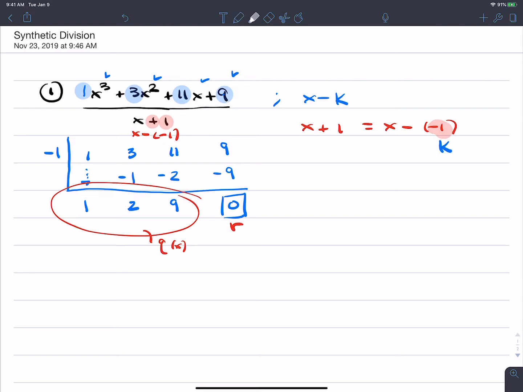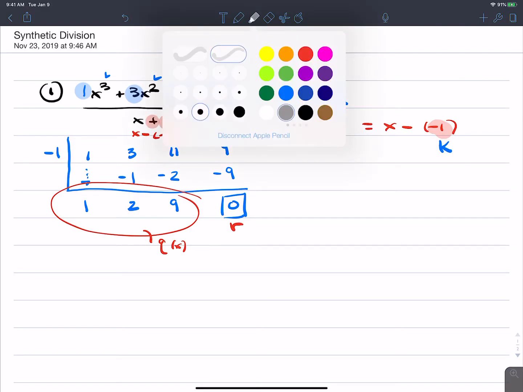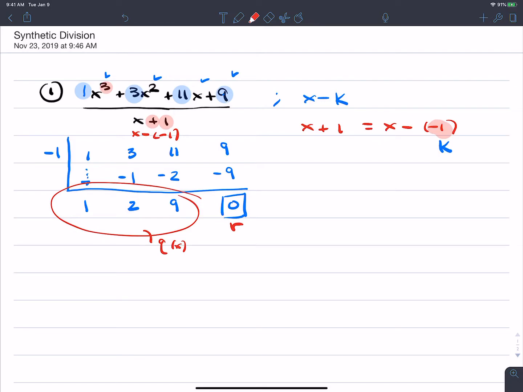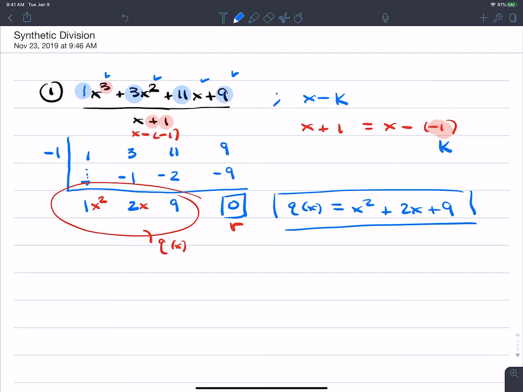Now you go back and you look at the highest power here. This is a third degree polynomial. So these coefficients will correspond to a second degree polynomial. And again, we write this in descending order. And so here's going to be our final answer. The quotient equals x squared plus 2x plus 9. And this is what they want us to find. Our remainder here is in fact 0. So we perform the division.